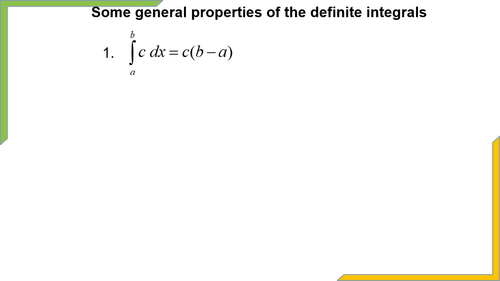The first one: if we have the integration of a constant c with respect to dx from a to b, then it will be equal to c multiplied by b minus a. Actually, if we do the indefinite integral without the values of a and b, we will get cx plus a constant. So what we need to do is substitute the value of x for the upper limit, subtract with the lower limit. So what we have done is c multiplied by b minus c multiplied by a. That's why we have factorized out c of b minus a.